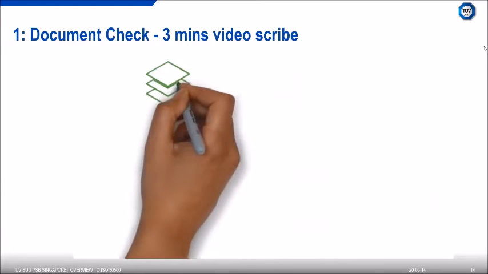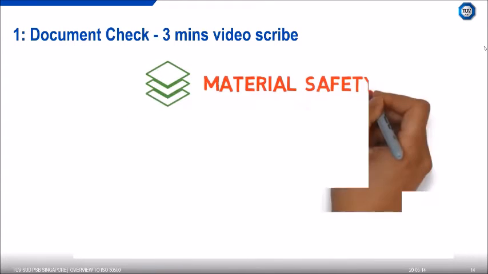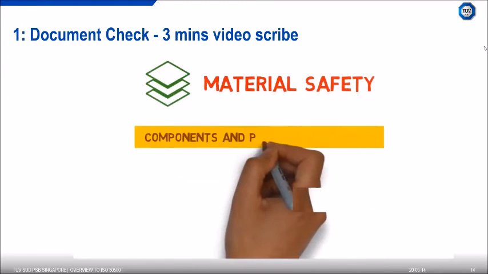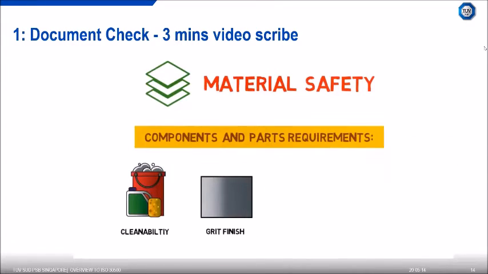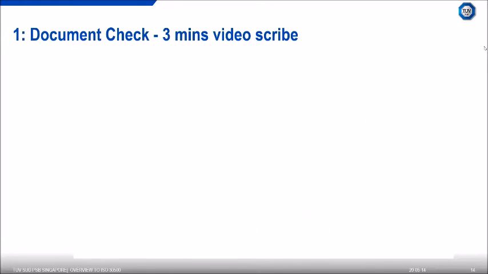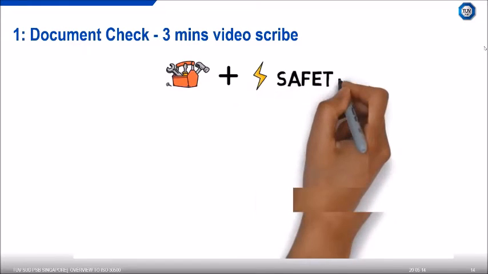Section number 4 in documentation checks is material safety. This section highlights all components and part requirements like cleanability, grip finish, durability, and fire resistance. Next is mechanical and electrical safety.